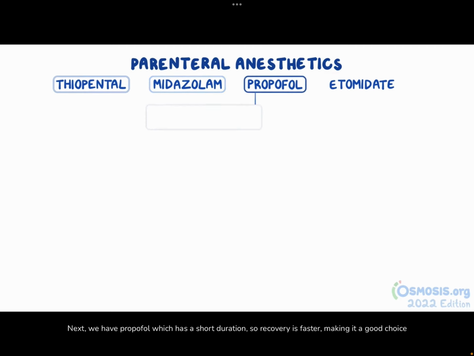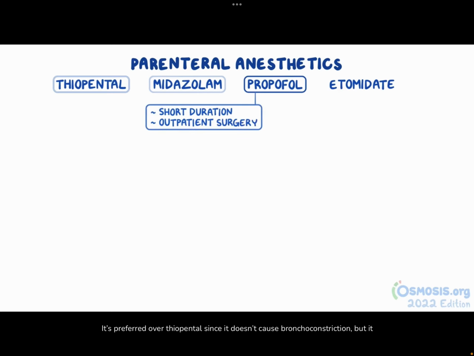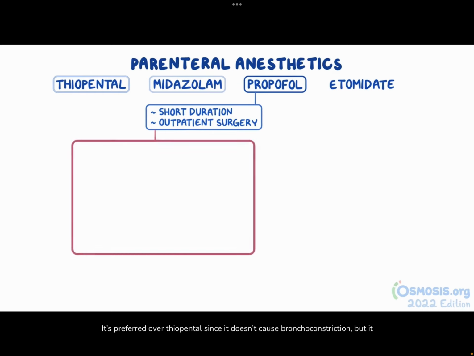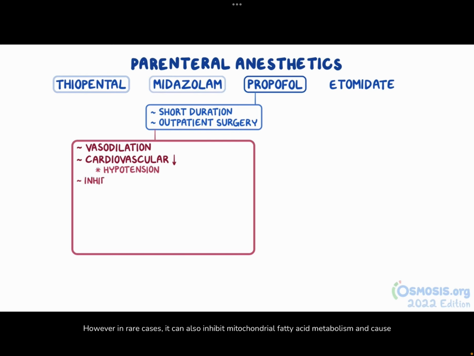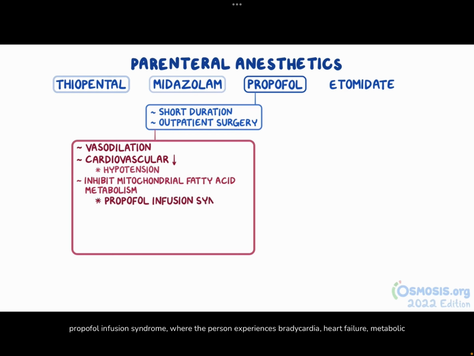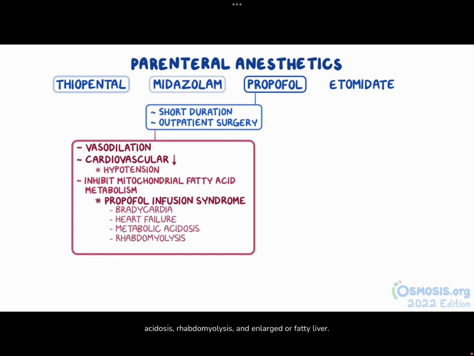Next, we have propofol, which has a short duration, so recovery is faster, making it a good choice for outpatient surgery. It's preferred over thiopental since it doesn't cause bronchoconstriction, but it does cause vasodilation and cardiovascular depression, which leads to hypotension. However, in rare cases, it can also inhibit mitochondrial fatty acid metabolism and cause propofol infusion syndrome, where the person experiences bradycardia, heart failure, metabolic acidosis, rhabdomyolysis, and enlarged or fatty liver.